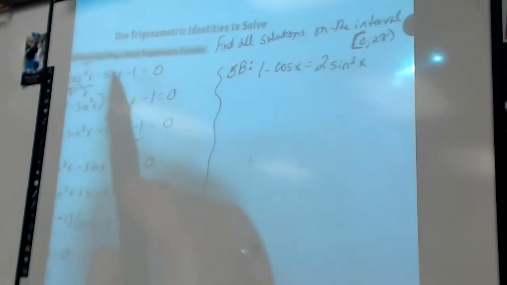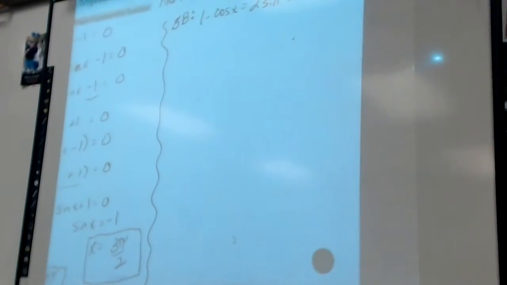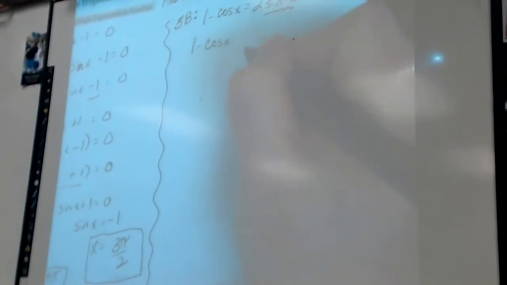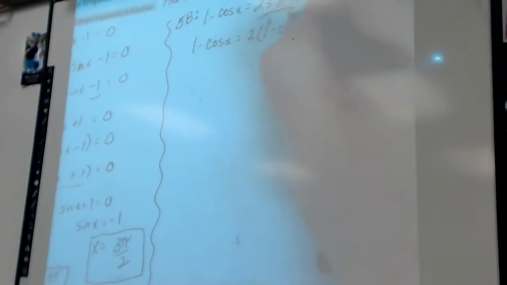Now, this is still the section where we're going to be doing some rewriting. So what do you think we might be rewriting here? Change sine. This right here? Yeah. So 1 minus cosine x equals 2 times 1 minus cosine squared x, right? Now what? Do we need to set it equal to 0? Well, we got these parentheses we need to do something with. Oh, distribute properly. Good. So we want to distribute the 2.